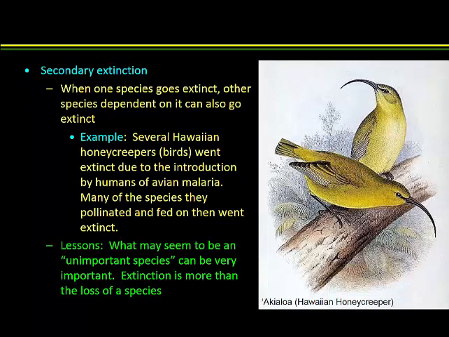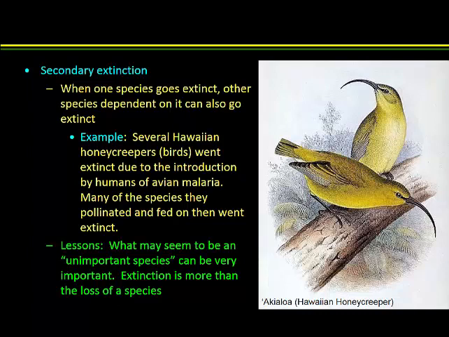Well, in this case, the Hawaiian honeycreeper was the only species that pollinated a couple of plants. And by being the only pollinator, when the Hawaiian honeycreeper went extinct, those plants lost their ability to reproduce. And as those plants eventually aged and died out, they were not being replaced by any younger plants. And so you had essentially an extinction cascade where you lost a bird species and then a series of plant species. So this is what we call a secondary extinction.